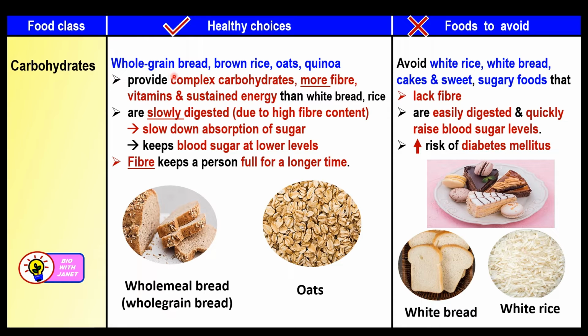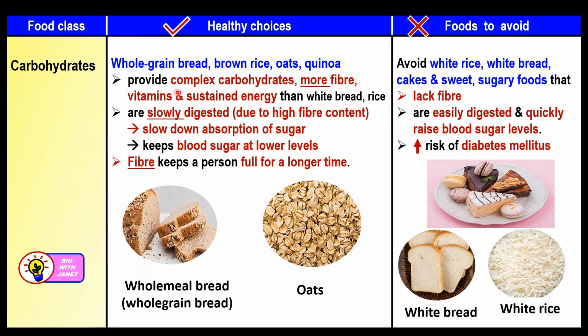So healthy choices for carbohydrates are the whole grain foods such as whole grain bread or wholemeal bread, brown rice, oats, quinoa, this is pronounced quinoa. So all these foods are actually whole grain foods where the bran, the outer layer of the seed, and the germ, the inner part of the seed, are still retained inside the grain, right? So that gives them the brownish color, right? And these parts, the bran and the germ of the seed, provide a lot of nutrients, and the bran contains a lot of fiber. Okay, the outer coat of the seed contains a lot of fiber.